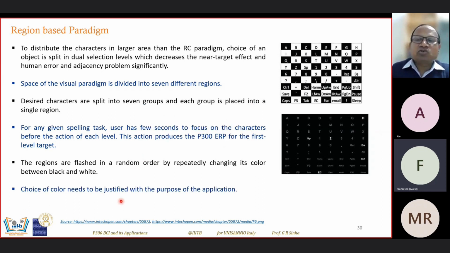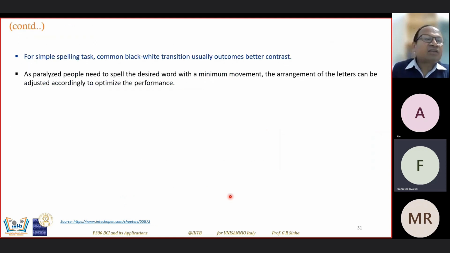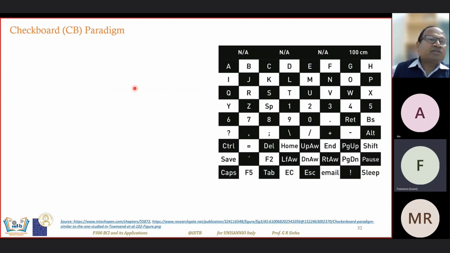The choice of color needs to be justified by the purpose of the application. For simple spelling tasks, a common black-white transition usually gives better contrast. Black and white and black, so the frequent transition will give better contrast. As paralyzed people need to spell the desired word with minimum movement, the arrangement of letters can be adjusted accordingly to optimize the performance.